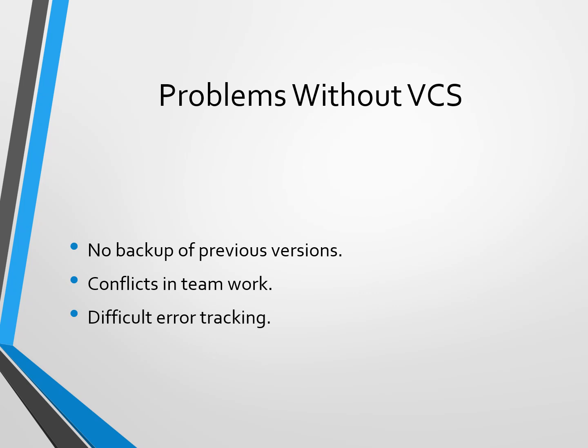Problems without VCS: no backups of previous versions, conflicts in team work, difficult error tracking. Also, without a version control system, files may be overwritten, changes cannot be tracked, and recovering old versions is impossible. This leads to data loss, poor collaboration, and project confusion. In conclusion, without VCS, project management becomes unsafe, unorganized, and error prone.